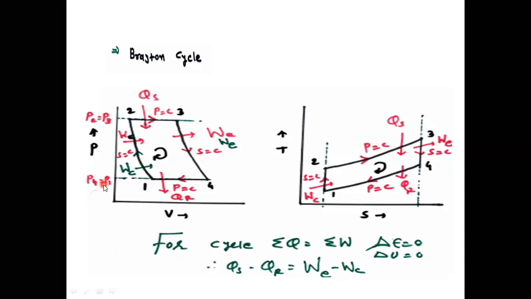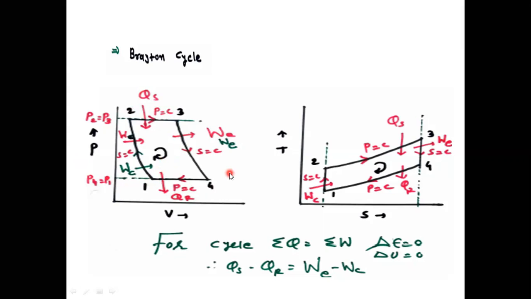So the Brayton cycle consists of 4 processes: 2 reversible isobaric processes and 2 reversible adiabatic or isentropic processes. You can also see there are 2 heat interactions. One is Q supplied during process 2 to 3, which is an isobaric process, and another is Q rejected during process 4 to 1, which is again an isobaric process.